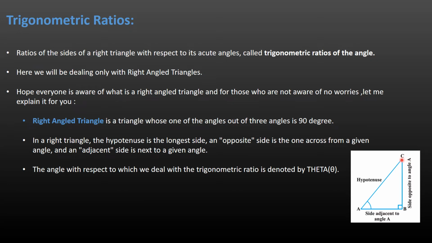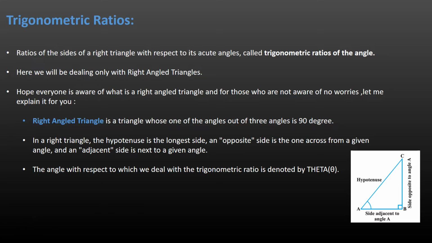So whatever angle you are taking as a reference, the closest side to that angle is your adjacent side, the opposite side to that angle is the opposite side, and the other one, which is the longest side, basically opposite to the 90 degrees, is always the hypotenuse. So the hypotenuse is your longest side. Hope everyone is clear till now.